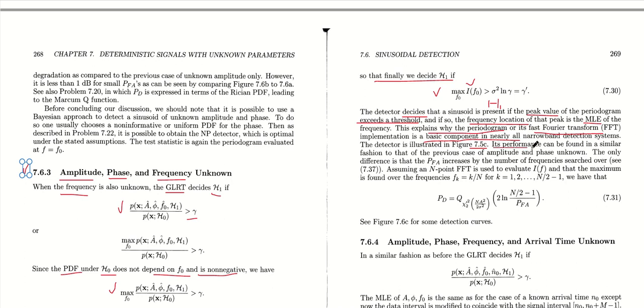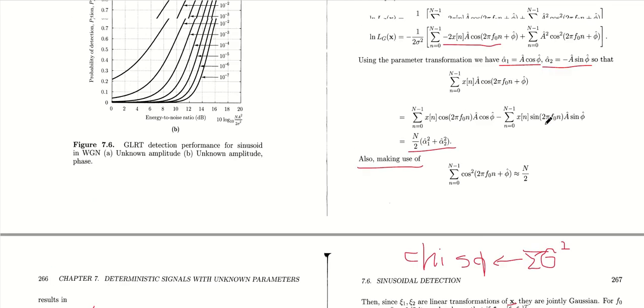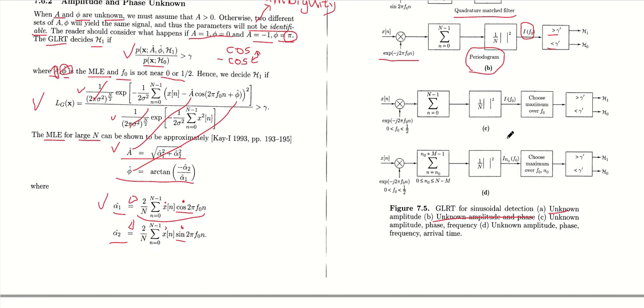Okay, its performance can be found in a similar fashion. So let's take 7.5C. In 7.5C, you have a received signal, and then the complex exponential as a basis that comes in, and then you multiply them together and sum, and then you take the square, right? You take the square, you get the periodogram, and you choose the max over F0.